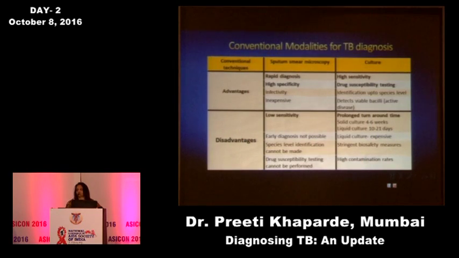The conventional method of diagnosis using acid-fast staining sputum smear microscopy is a very rapid and very reliable test. However, it has a very low sensitivity. It requires at least 10,000 organisms per mL of sputum to be detected as positive, whereas culture is highly sensitive, but it takes a long time for the reports to come because the organisms are very slow growing. But it also has an advantage that it provides the isolate for drug susceptibility testing.